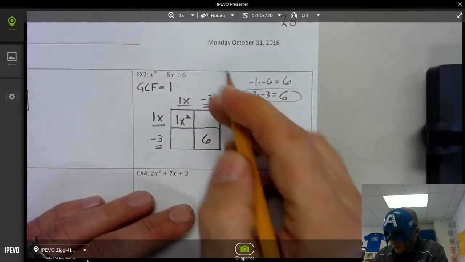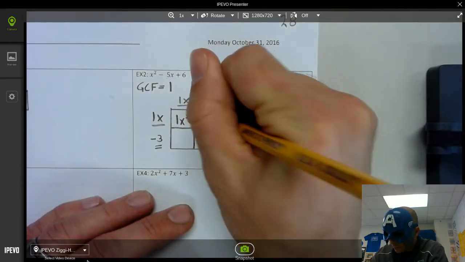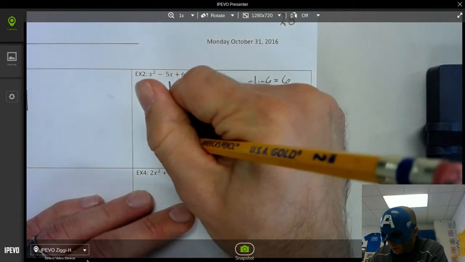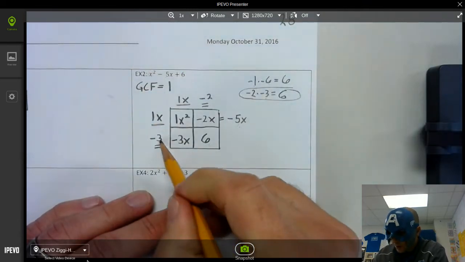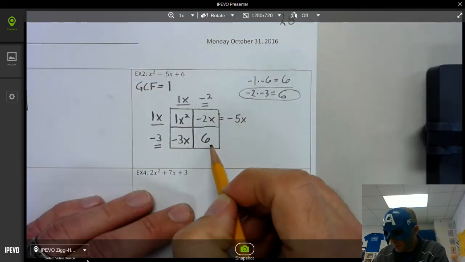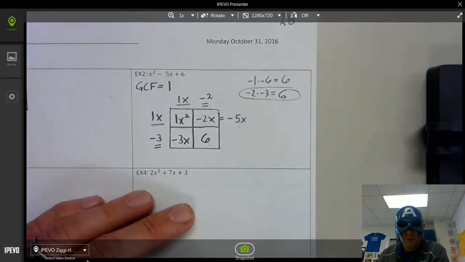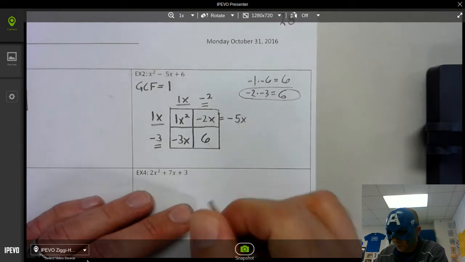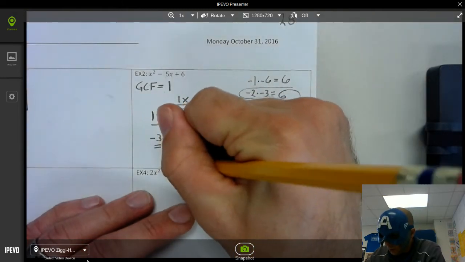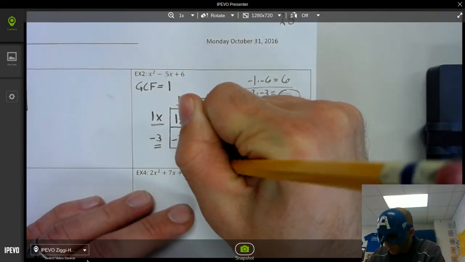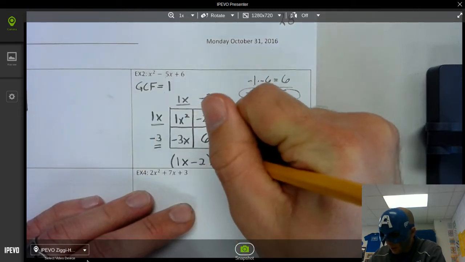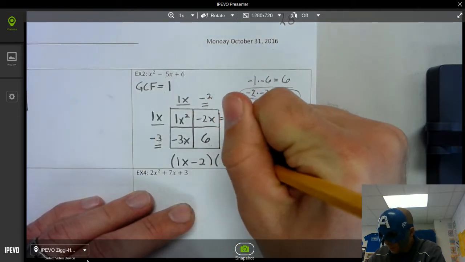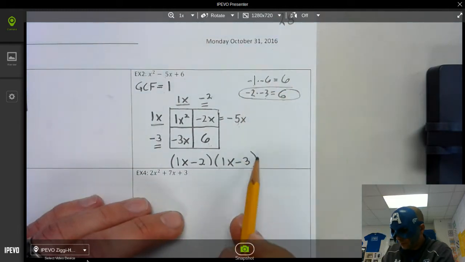So 1x times negative 2 is negative 2x, and negative 3 times 1x is negative 3x. Negative 3 times negative 2 is a positive 6. We have these combined to be negative 5x, so we factored it. In factored form, you have 1x minus 2 times 1x minus 3.